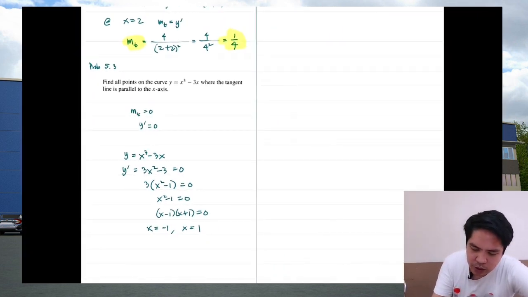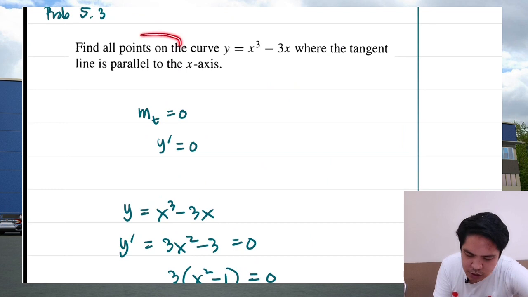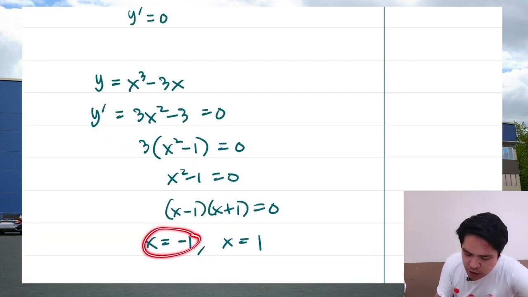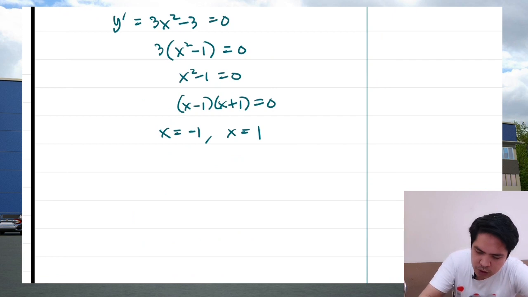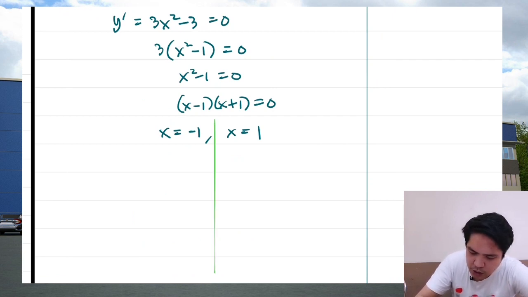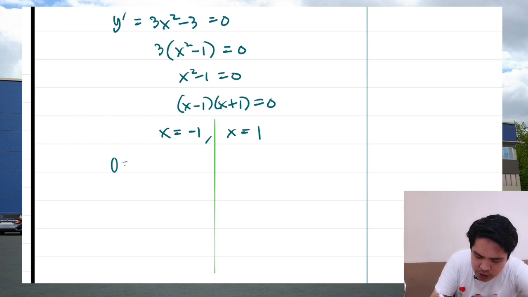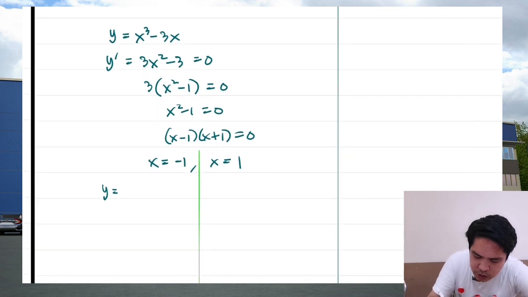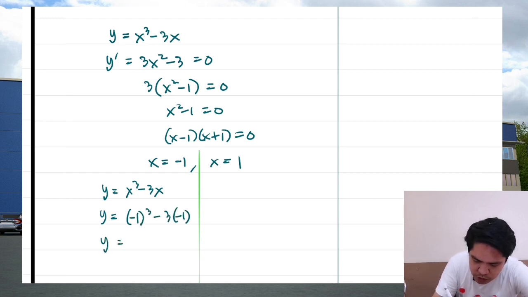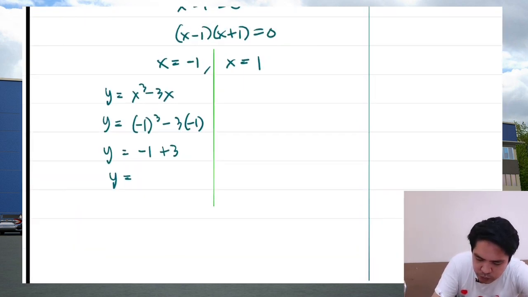Okay? And what we are trying to get is the points. So meaning, meron tayong abscissa, we just need to get the ordinate. So for the ordinate, so let me separate this. Ganyan. We just solve for y. So when x is equal to negative 1, y, which is equal to x cubed minus 3x, that would be y is equal to negative 1 cubed minus 3 times negative 1. So y is equal to negative 1 plus 3. So y is equal to 2. So therefore, the point is negative 1, 2.